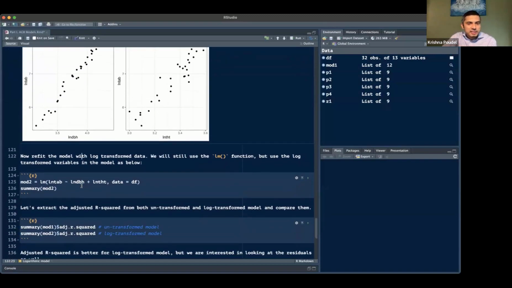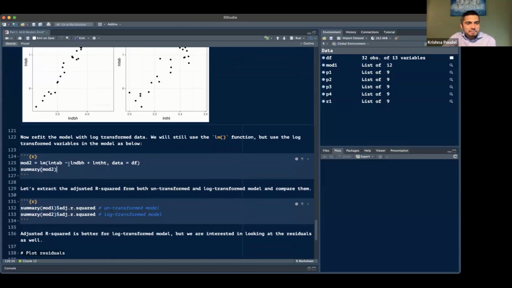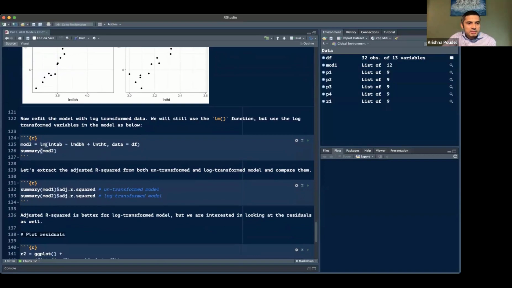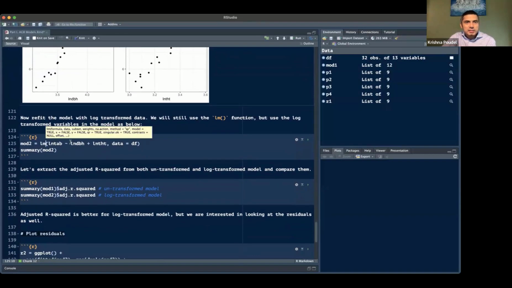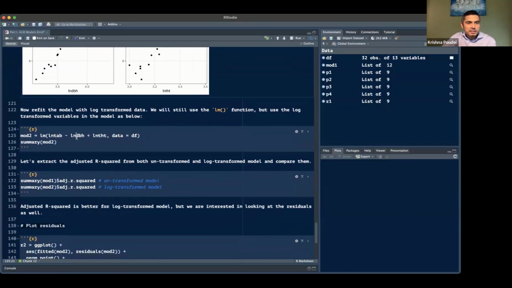So now we can fit the model with the transformed data. So basically, same as what we did before. But in this case, instead of using TAB, we'll be using ln_TAB as our dependent variable, and log of height and log of diameter as the independent variables.